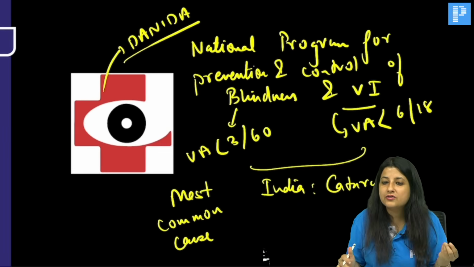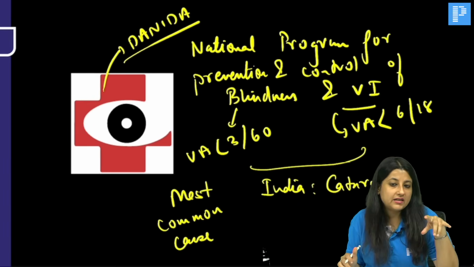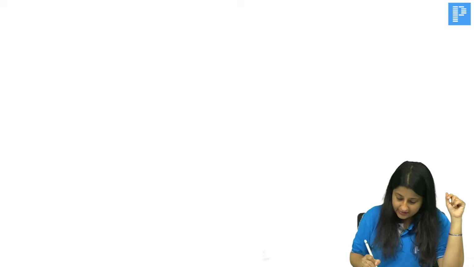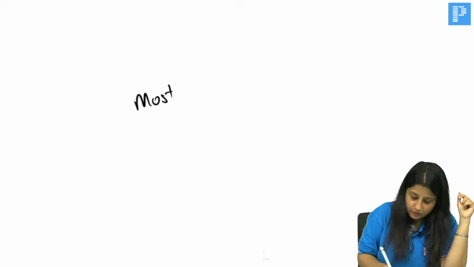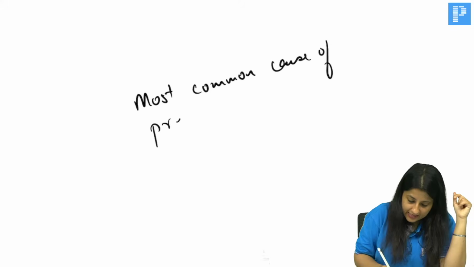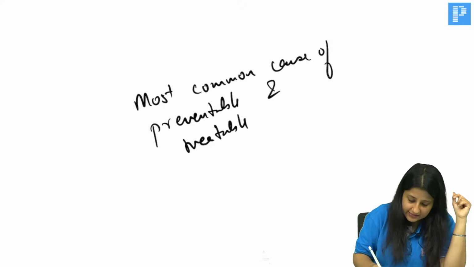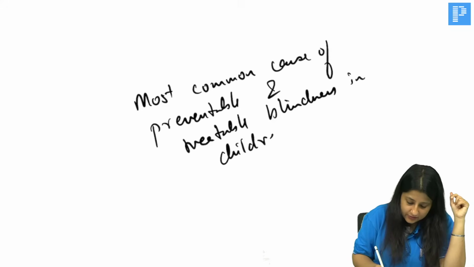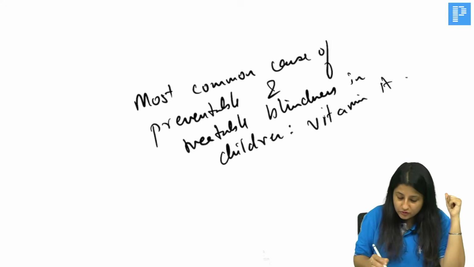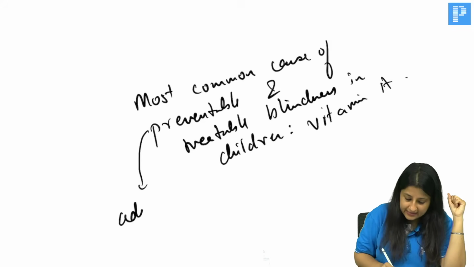But if exam में question आया, most common cause of preventable and treatable blindness in children, what will be your answer? So that is vitamin A deficiency. Most common cause of preventable blindness in adults.